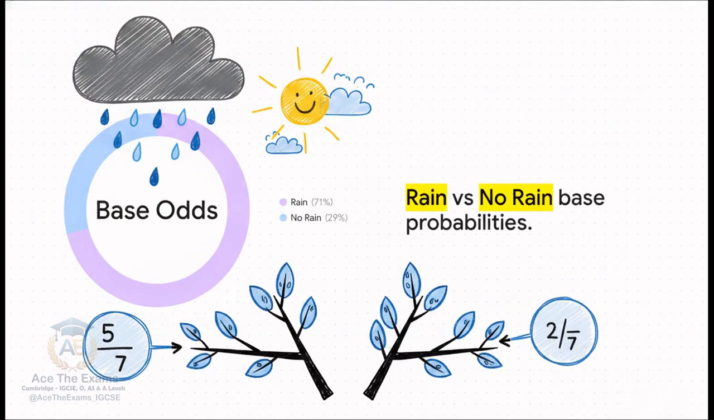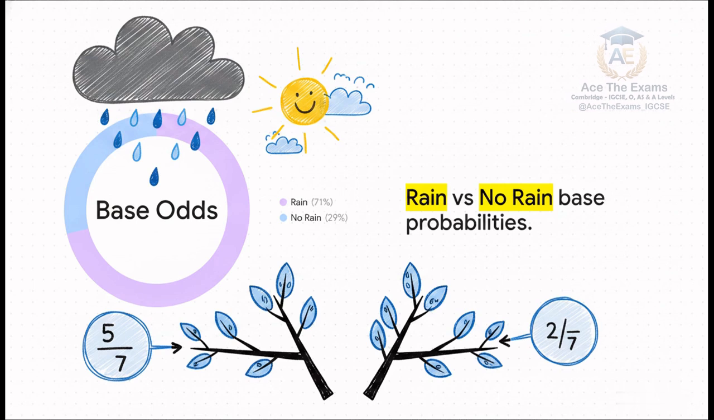All right, section 1, mapping your chances, visualizing the base odds. Before we even look at multiple days or events, we absolutely have to establish our starting point. On any single day, the chance of rain is 5/7. Now, because a whole day represents a probability of 1, meaning 100% certainty of something happening, the chance of it not raining is just whatever's left over. So 1 minus 5/7 leaves us with 2/7. Okay, so our unequal base probabilities are 5/7 for rain and 2/7 for no rain.